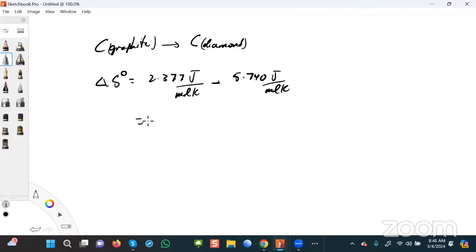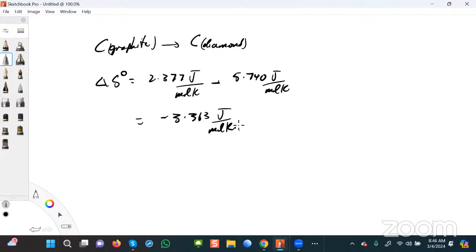and whatever that gives, 2.377 minus 5.740. So according to my calculation, this works out to be equal to minus 3.363 joules per mole Kelvin. And that's it. That's how you do that one. Yeah, it's the same idea for all the others. It's always the products minus reactants.